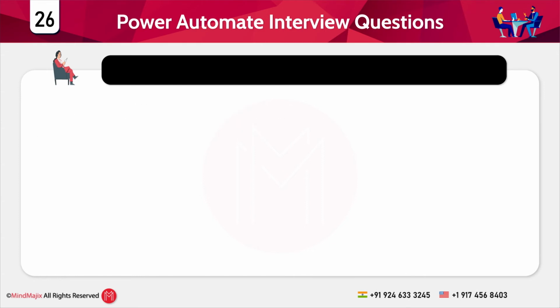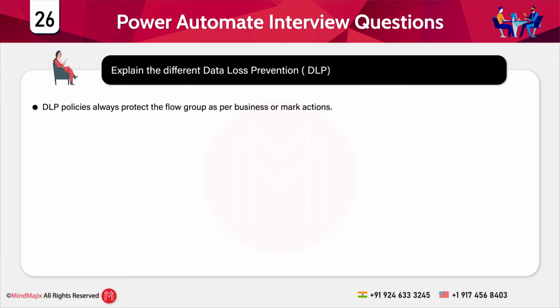The next question is, explain the different data loss prevention. Data loss prevention or DLP policies always protect the flow group as per the business or non-business actions. In Power Automate administration, these policies are implemented. Therefore, any non-business activity cannot be associated with these policies in Power Automate.